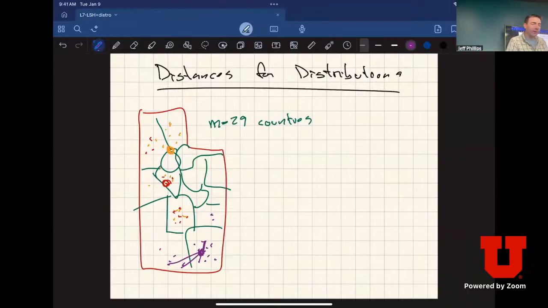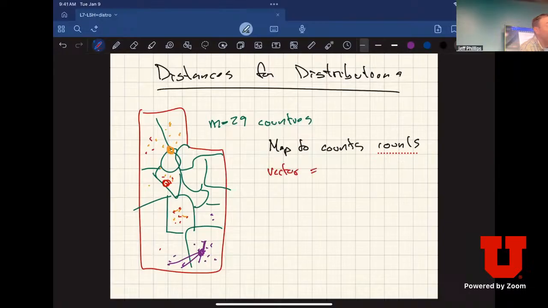All right, I will quickly go through some ways of how to do this. The first way is I'm going to map to the county counts. So I'm going to have a red vector that is normalized counts. So it's going to be x in R^M, so 29 counties. And x_i is going to be the number of strikes in county i divided by M.